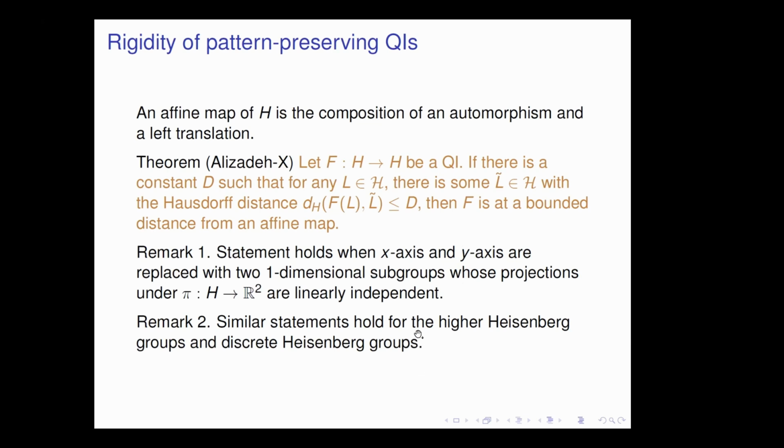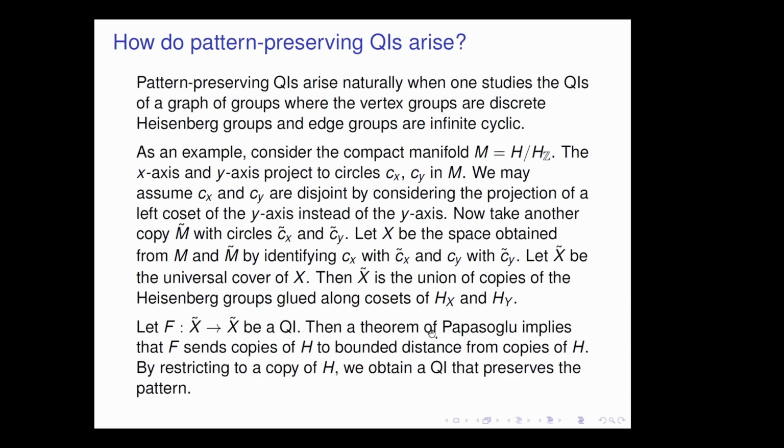Okay, yes, I see more why we consider this kind of quasi-isometries. So the reason we consider this kind of quasi-isometries is that pattern preserving quasi-isometries arise naturally if you study quasi-isometries of graph groups where the vertex groups are discrete Heisenberg groups and the edge groups are infinitely cyclic. This is the so-called JSJ decomposition.